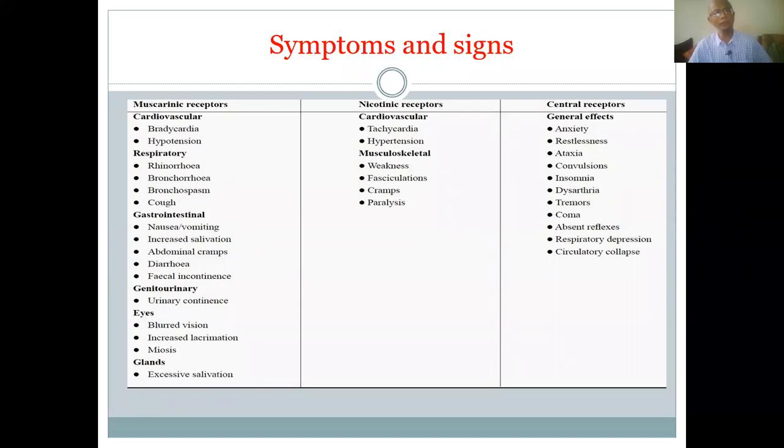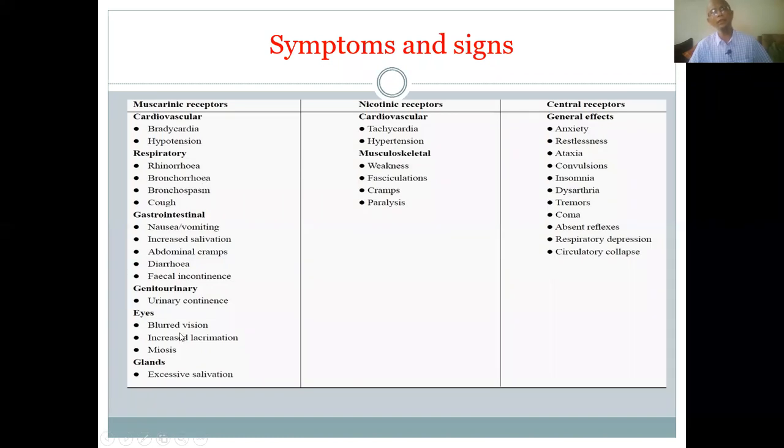In case of GI features, you can get nausea, vomiting, increased salivation, abdominal cramps, diarrhea, even there may be fecal incontinence. Increased GI motility can occur due to this muscarinic effect. There may be a genitourinary effect that results in urinary incontinence, involuntary passage of urine. And in eyes, there may be blurred vision, increased lacrimation and miosis. That is, the pupil will be constricted.